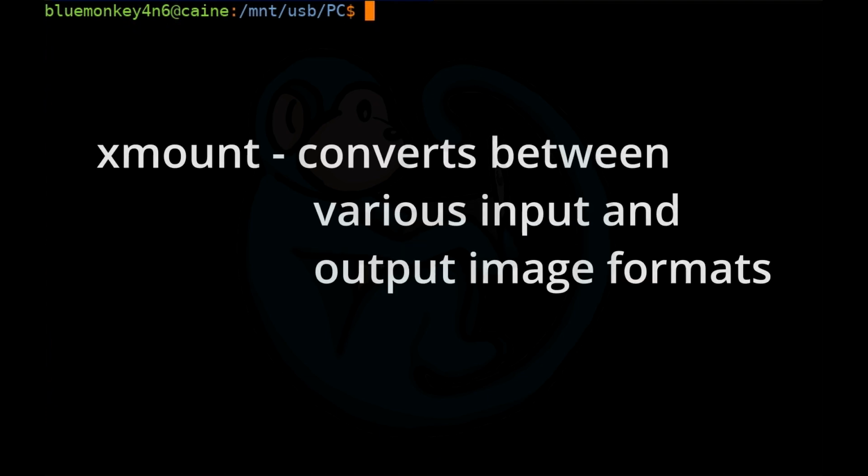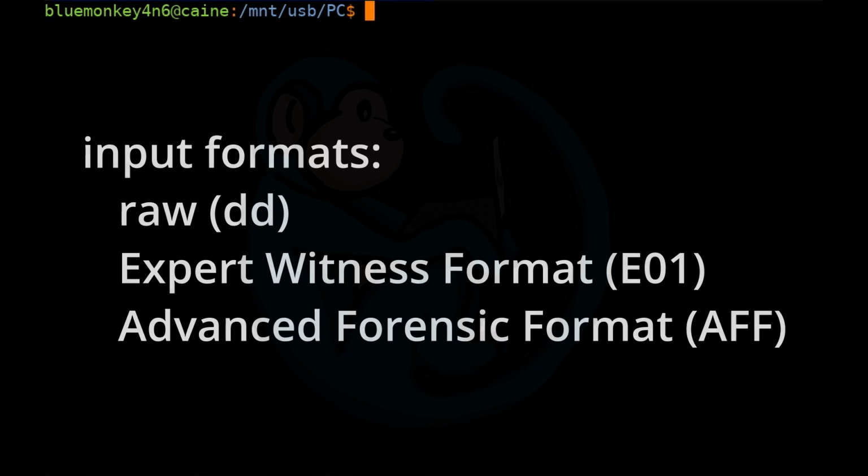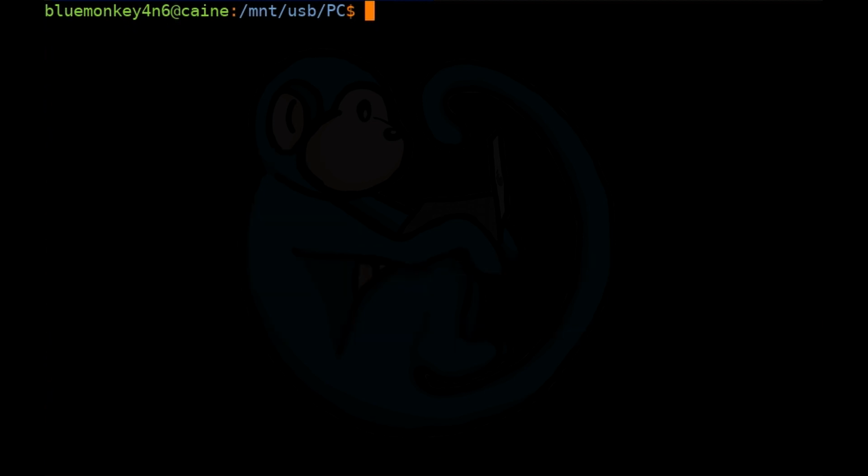xmount is basically a tool to convert a hard disk image to another disk image format, which is represented by a virtual file system. xmount takes as input any DD file, any EWF or Expert Witness Format files, otherwise known as E01 files, and then AFF or Advanced Forensic Format files.